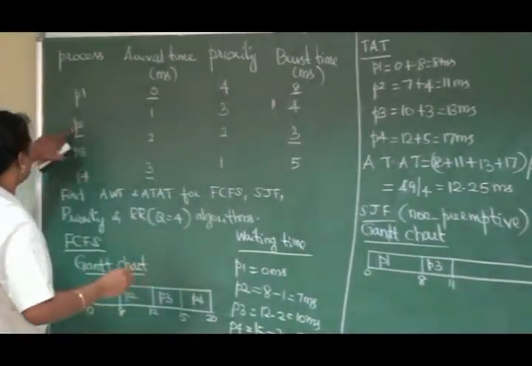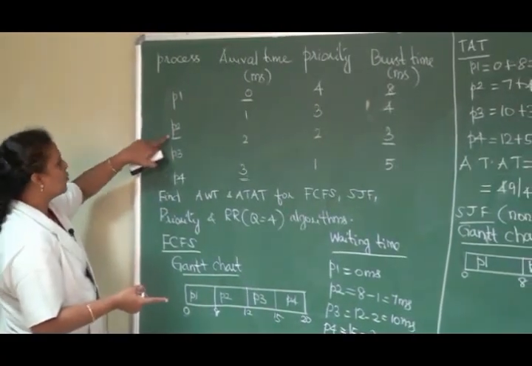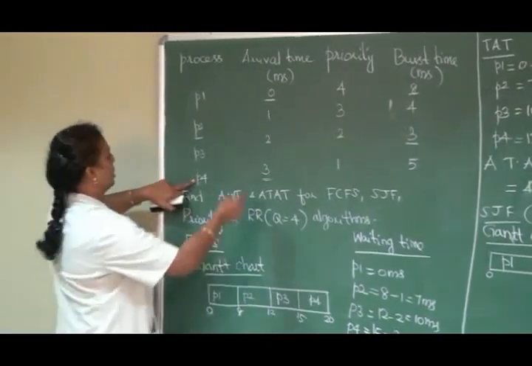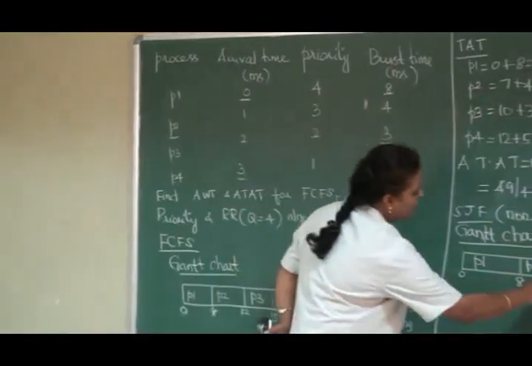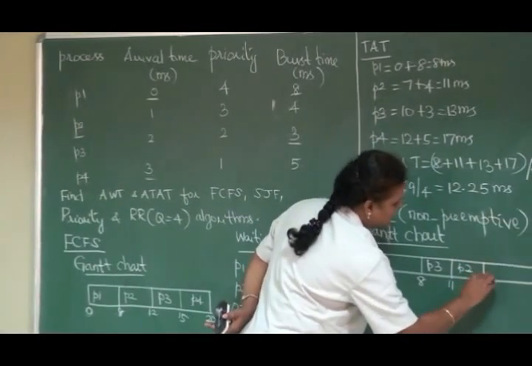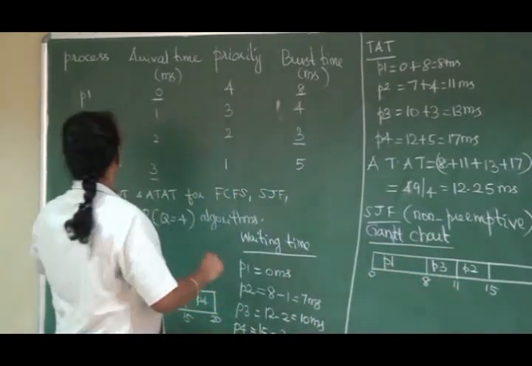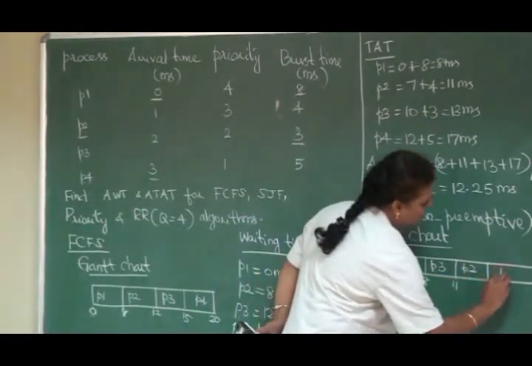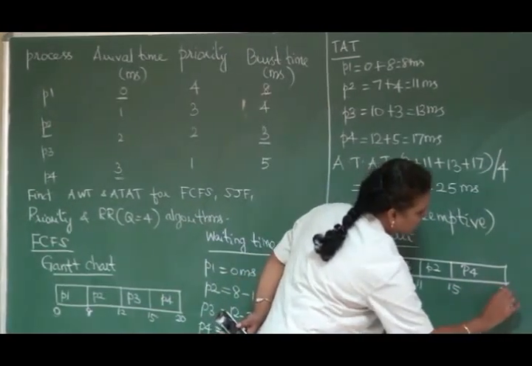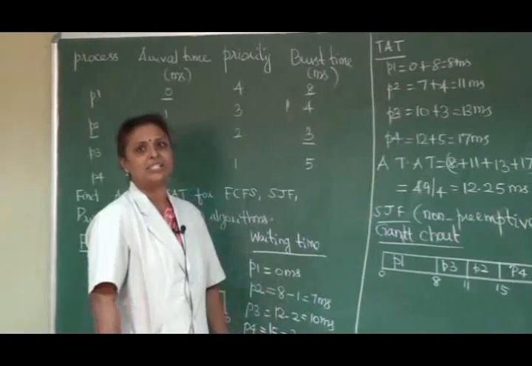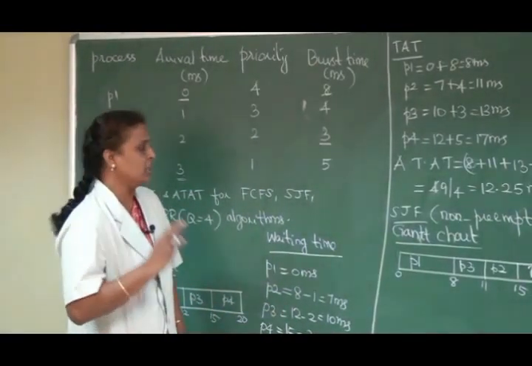Then P2 and P4. P1 has completed its execution, P3 has completed. Among these two, P2 has the burst time of 4. So P2 is getting the CPU and is executed for 4 milliseconds. So 11 plus 4, 15. And finally P4 is getting the CPU and is executed for 5 milliseconds. So 15 plus 5, 20. Now that the Gantt chart is drawn, we have to calculate the average waiting time and turnaround time.